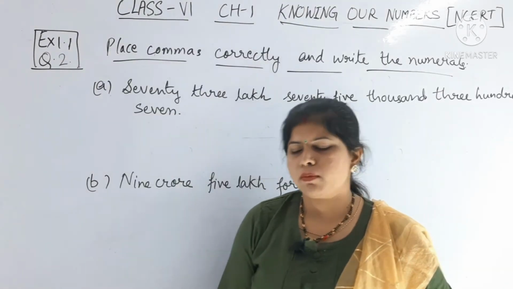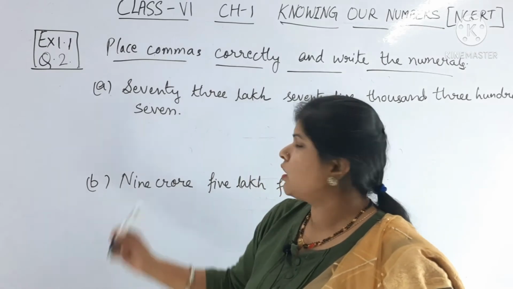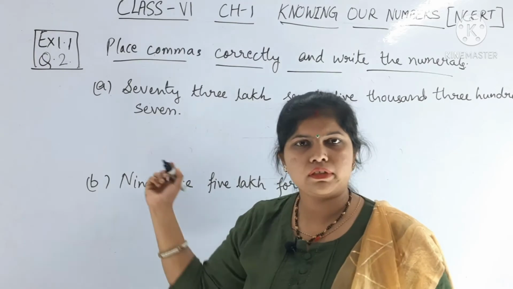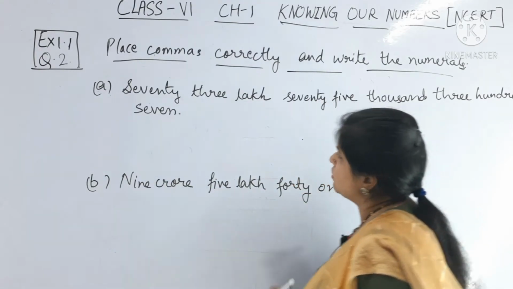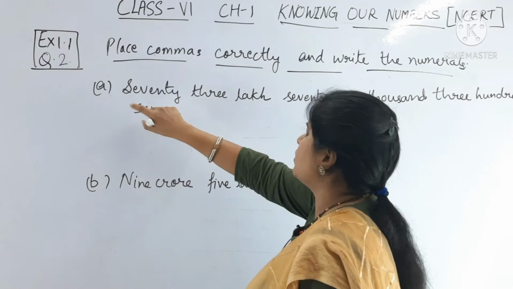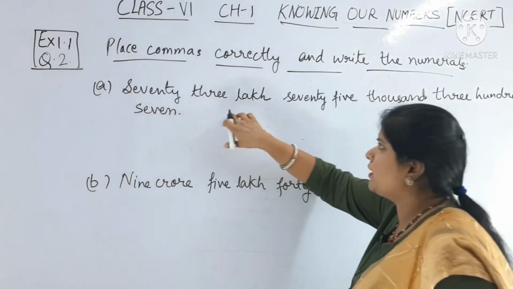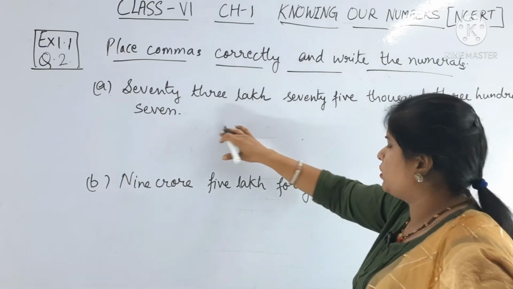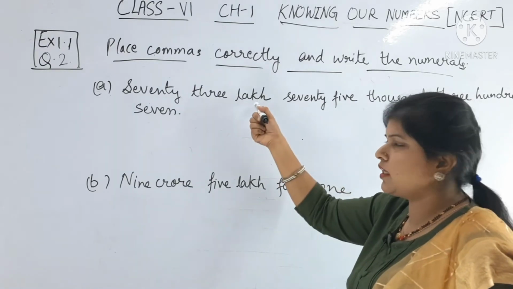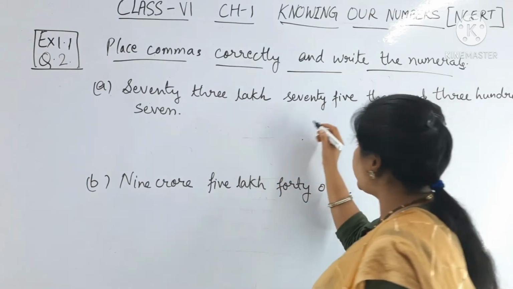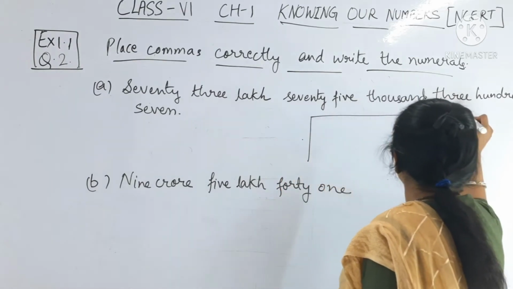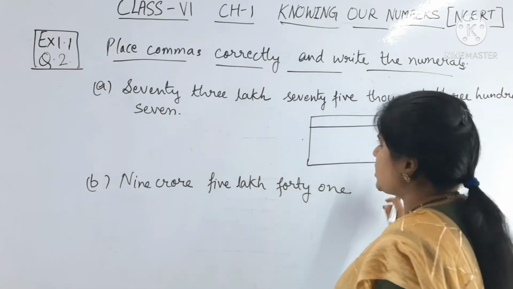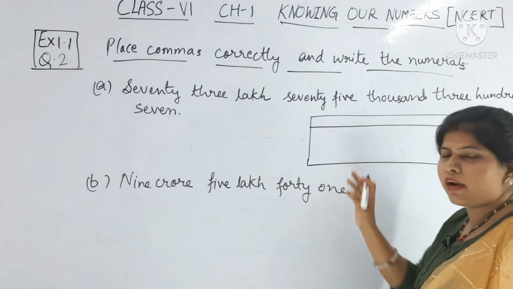Now let's move to question number 2. What is question number 2? We have to place commas correctly and write the numerals for the given number names. Okay, for this, you can see here part A, that is 73,75,307. So you can see here it is lakh, so it is an Indian system. By making a place value chart, it is easy to write the numerals.